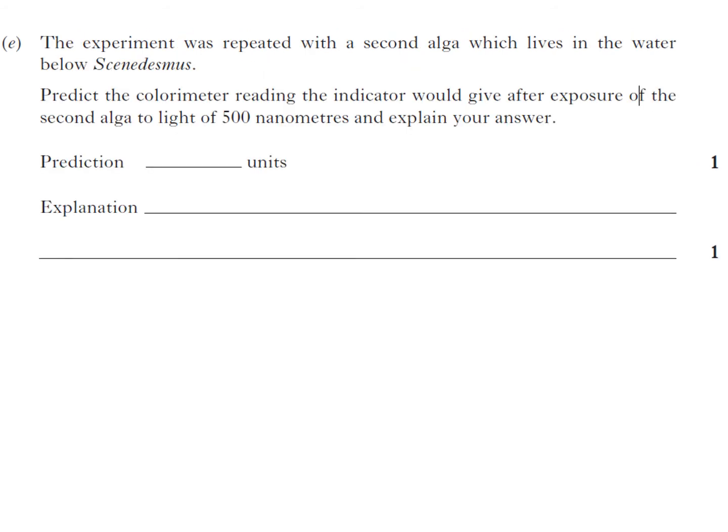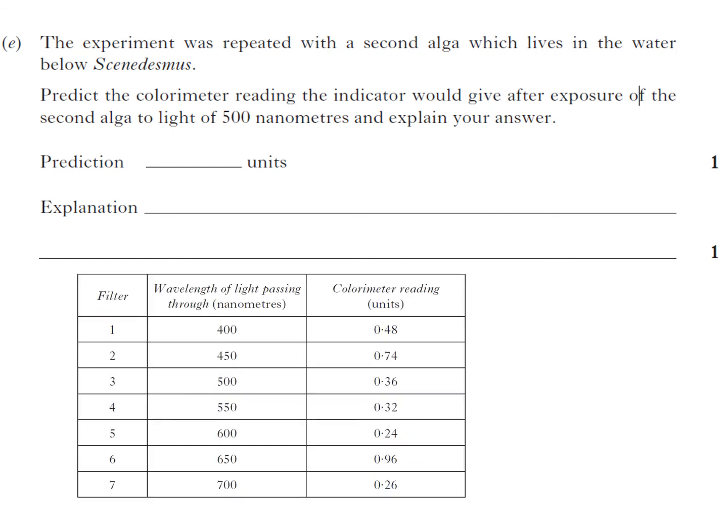The experiment was repeated with a second alga which lives in the water below the first alga. Predict the colorimeter reading the indicator would give after exposure of the second alga to light of 500 nanometers and explain your answer. Here's some kind of tricky logic. At 500 nanometers, the first alga had quite a low colorimeter reading of 0.36, so it wasn't doing much photosynthesis in this range.